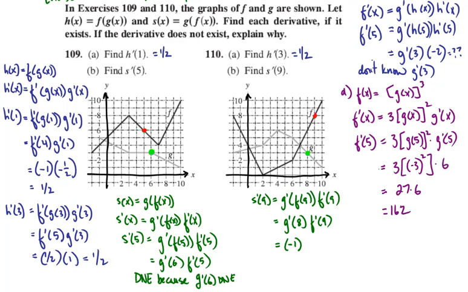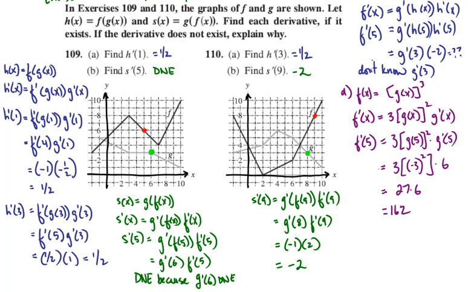Then we need f prime of 9, the slope of the f curve when x is equal to 9, and you should see there that it's a positive 2 slope there. And multiplying those out, we'll get a slope of negative 2.